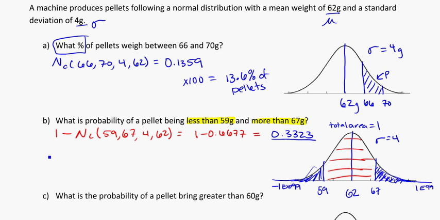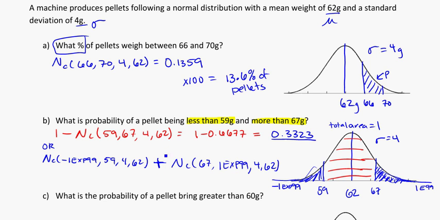So I guess I'll write that out. You could go, as an alternative, a lower limit of negative 1, EXP 99, to 59, with 4 and 62. Plus the other section in blue, which is 1 EXP 99, the positive number, where the lower limit there is 67, and the upper limit there is the stupidly large number. Remember that EXP means times 10 to the 99 in this case, so that's 1 with 99 zeros after it. With 4 and 62. And if you add those two together, you should still get 0.3323. So whatever way is easier for you to look at solving that problem, find the stuff in the middle and subtract away, or find the two bits on the sides and add together. Your choice.